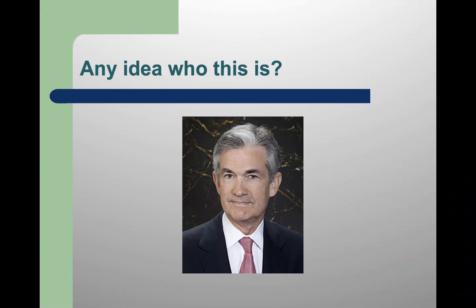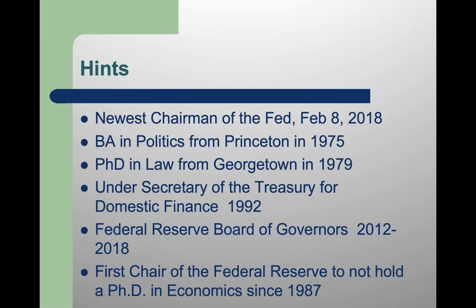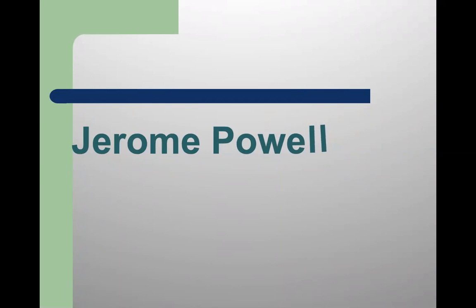And if you're not sure who this is, maybe you've seen him recently. He's the newest chairman of the Fed. He was appointed in 2018. He has a bachelor's in politics from Princeton, a doctorate in law from Georgetown. He served as the undersecretary of the Treasury for domestic finance in '92. He was a Board of Governors appointee from 2012 through 2018, and he's the first chair of the Fed not to hold a doctorate in economics since the Reagan era. So it doesn't mean that you have to, just in general, some sort of economic background is typical of a governor from the Board of Governors, but not required. Anyway, this individual's name is Jerome Powell.